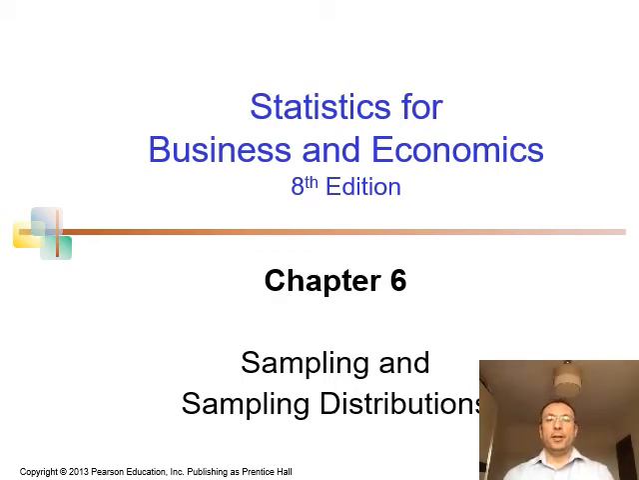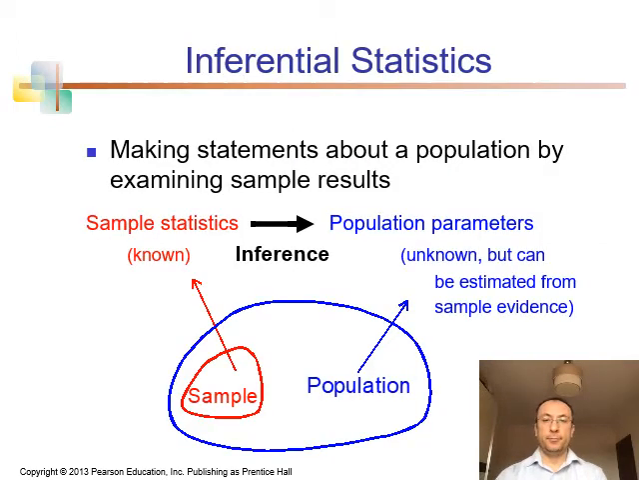Hello everyone, we are starting a new chapter, chapter 6, sampling and sampling distributions. In this chapter we will look at some basic inferential statistics, like how we can get information about a population using a sample. So basically we are using the sample statistics to get information about population parameters. We do not know the population parameters, but we can use the sample statistics to have an idea, an estimation, about the population parameters.